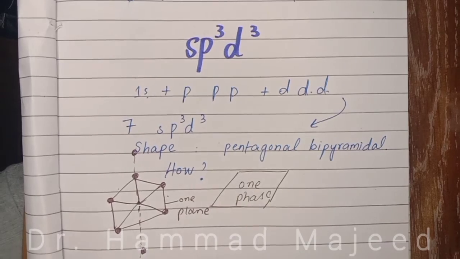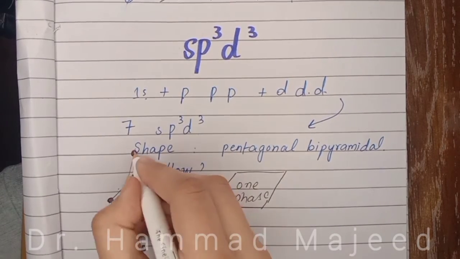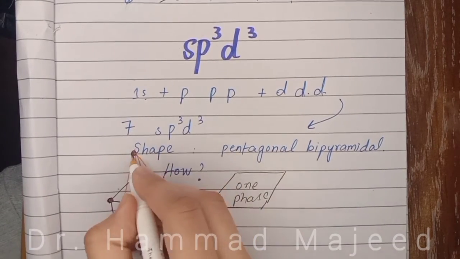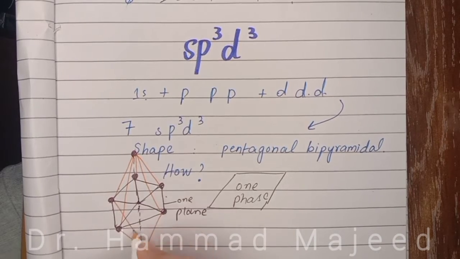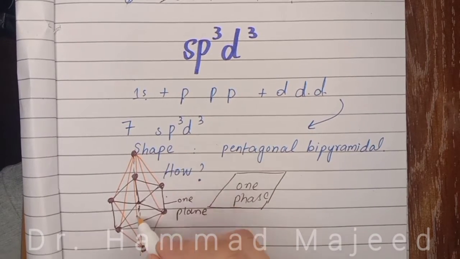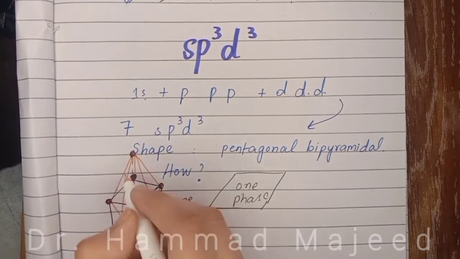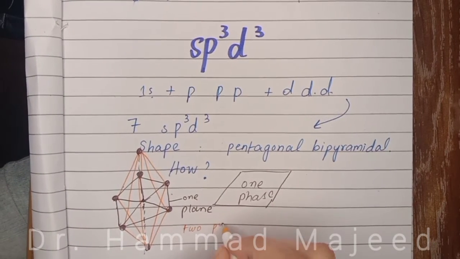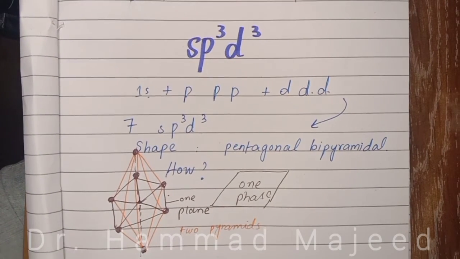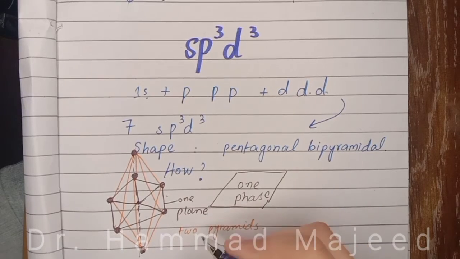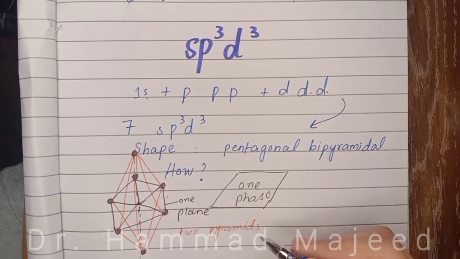Basically, this is one plane, which is in the y-axis, as we can see. So the faces will be 10. The shape name is pentagonal bipyramidal, as it makes pentagons and pyramids in its shape and structure.